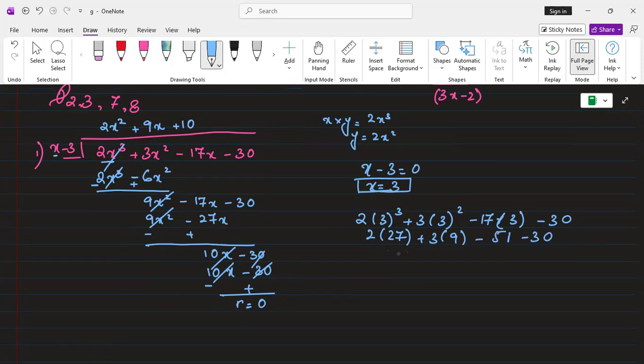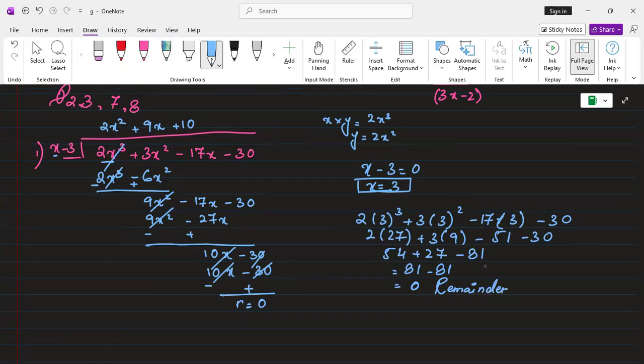So yeah, 27 times 2 is 54 plus 27 minus 81. 54 plus 27 is a positive 81 with a negative 81. Everything gets cancelled out. The answer is 0. That is it. This is your remainder.